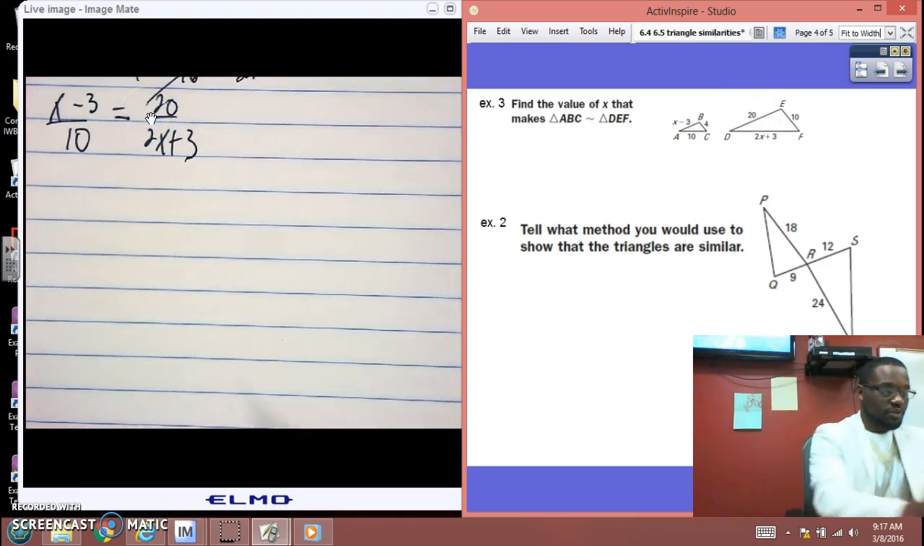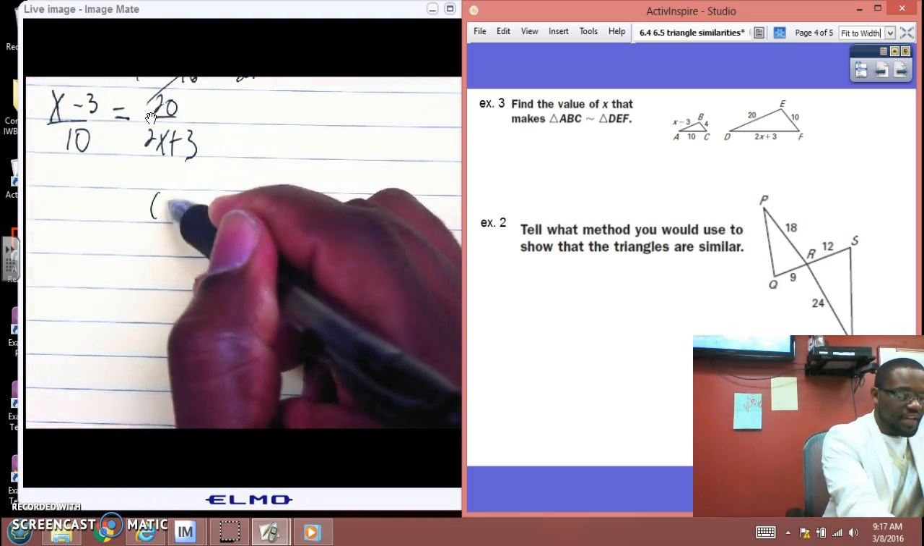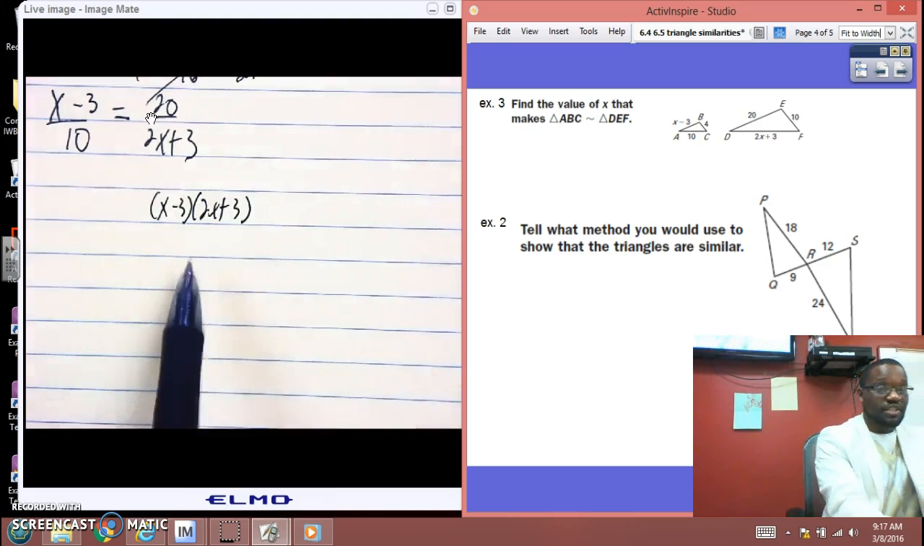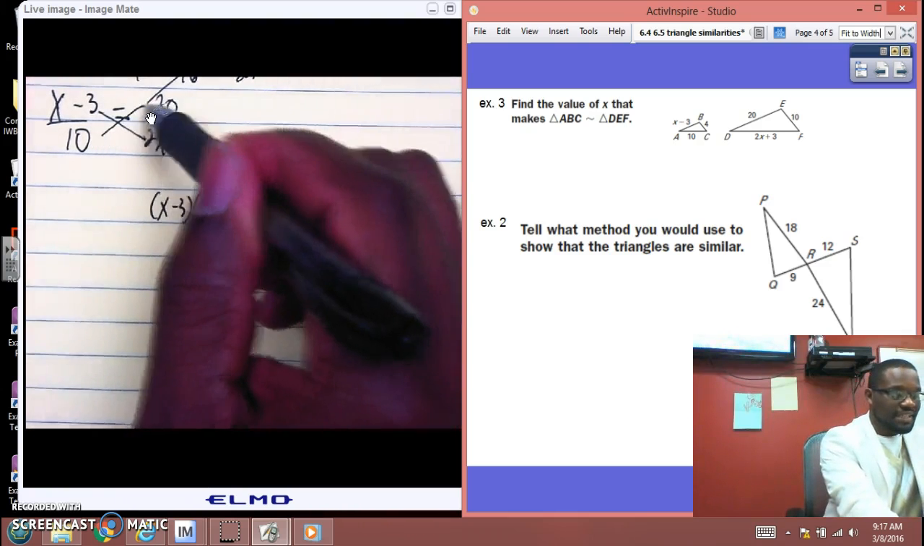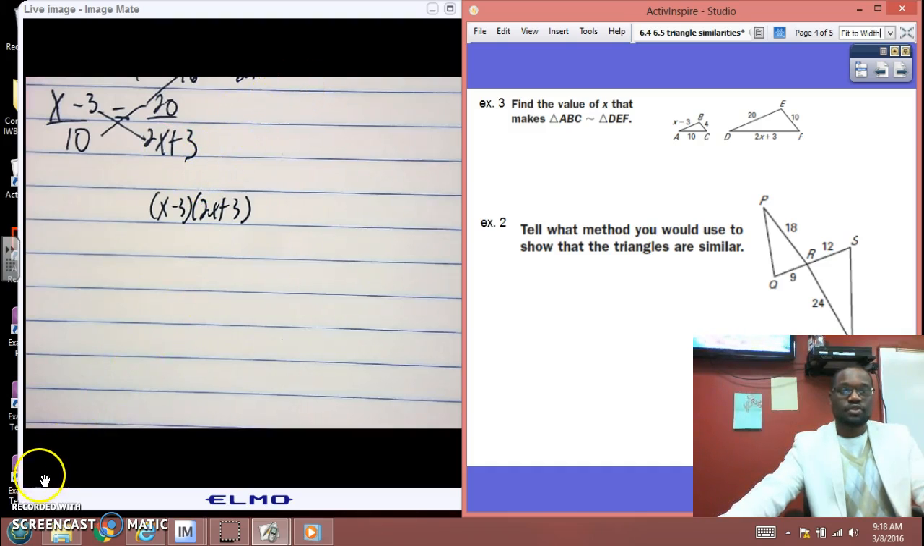I have to cross multiply. And whenever you cross multiply here, you're going to have x minus 3 times 2x plus 3. We haven't talked about doing this yet. You may know how, but we haven't talked about multiplying things like that. So I suggest that whenever you have problems like this, you don't set up proportions that have you multiplying variables. So I'm going to show you what I would do.